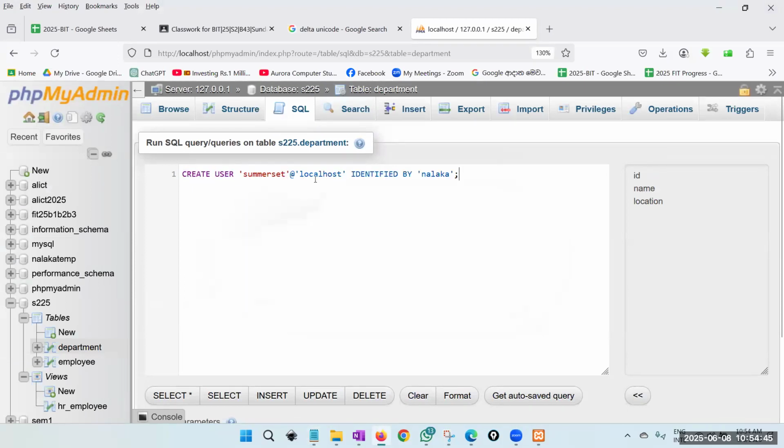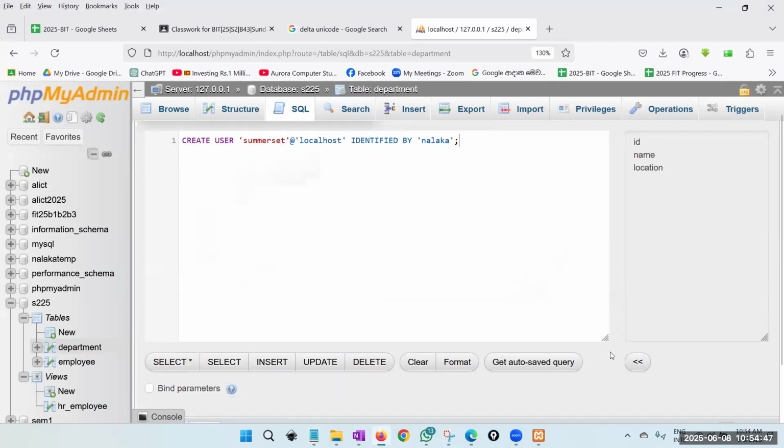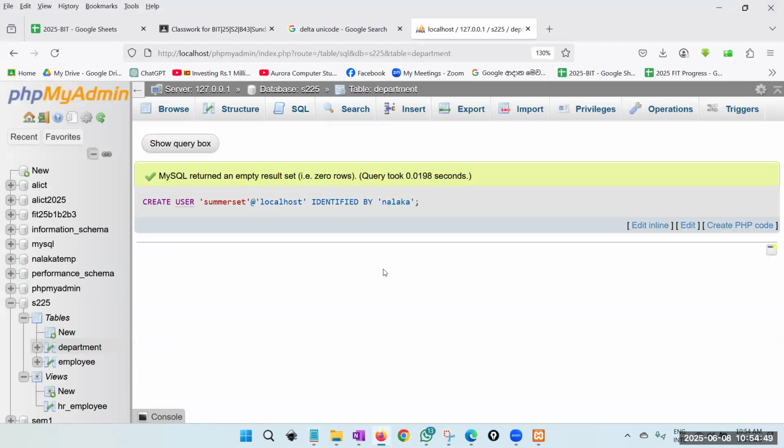Create user Somerset at localhost, identified by null. Done. Right? So now these user details are not going to your tables, because your table doesn't have any user details.